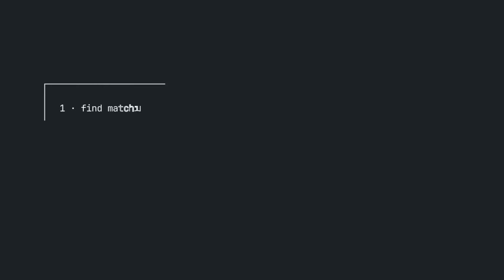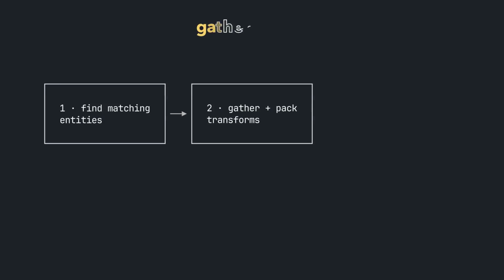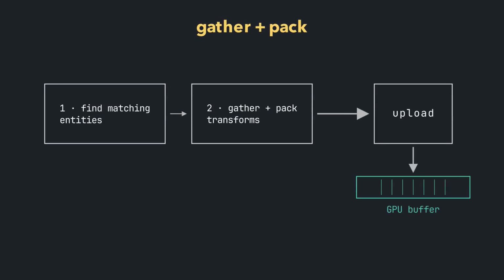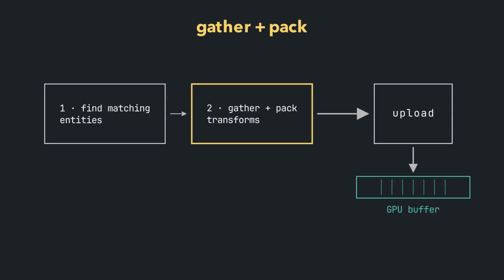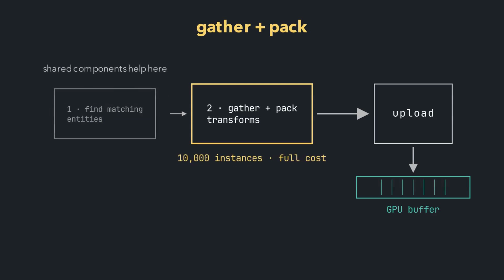So if the CPU is the one collecting objects to render, you need a pass regardless. Walk the matching entities, pull their transforms into a packed buffer in the order the GPU wants them, and then upload. Grant that the ECS carries shared components perfectly, and that pass still exists, and it still touches every instance. The feature shortens the first step, finding the right entities. It cannot remove the second step, and the second step is where the work is.